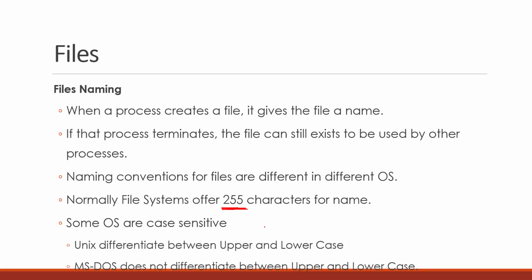And some operating systems are pretty case sensitive. For example, Unix differentiates between upper and lower case, so an uppercase Apple.txt and a lowercase apple.txt are considered different. MS-DOS doesn't differentiate between them, so for MS-DOS both files are the same, right?